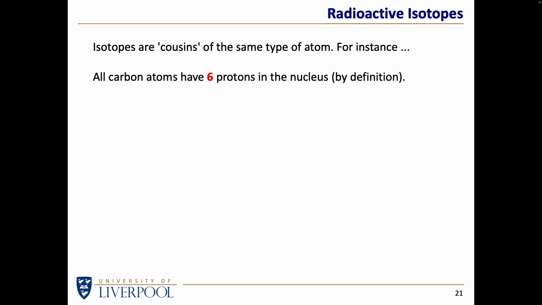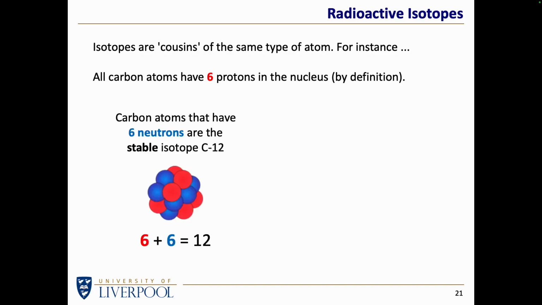Carbon is just a label we use for the element that has 6 protons in the nucleus. It's just shorter than saying the element that has 6 protons in the nucleus. If a carbon atom has 6 neutrons as well as those 6 protons, we call that carbon-12, because 6 protons plus 6 neutrons, the total number is 12. And carbon-12 is stable. Basically, you are made of mainly carbon-12.